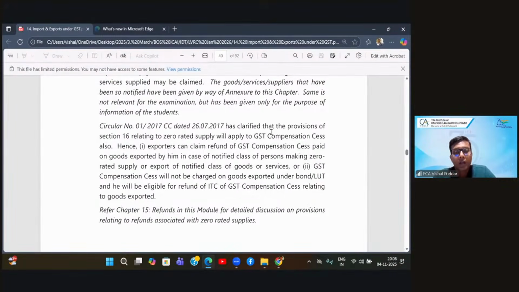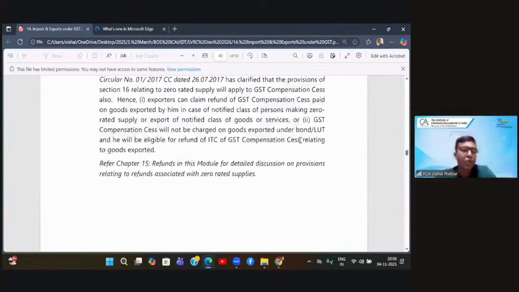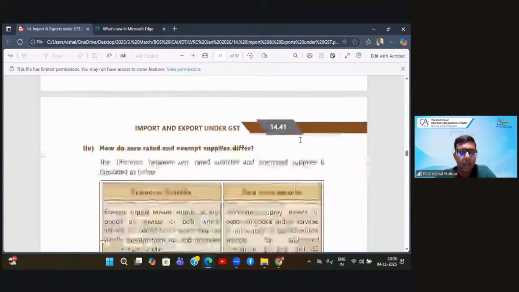Further, Circular 1 has clarified that the provisions of 16 relating to zero rated supply will also apply to compensation cess. Hence, exporter can claim refund of compensation cess paid on goods exported by them in case of notified class of person making zero rated supply of export goods or notified class of goods or service. So wherever your goods or services are liable to compensation cess, over there also zero rating provisions are applicable. So you can even claim refund over there.